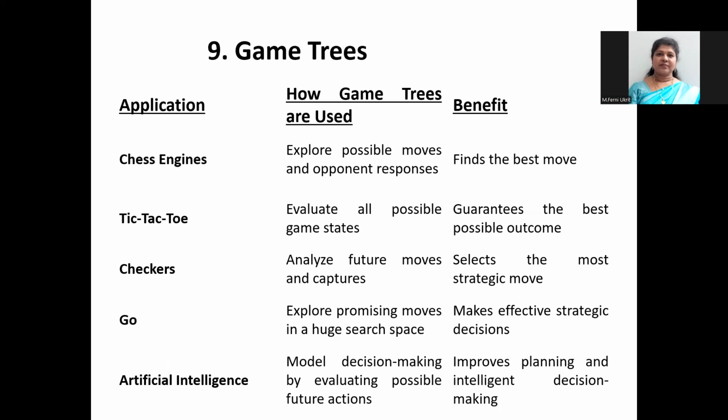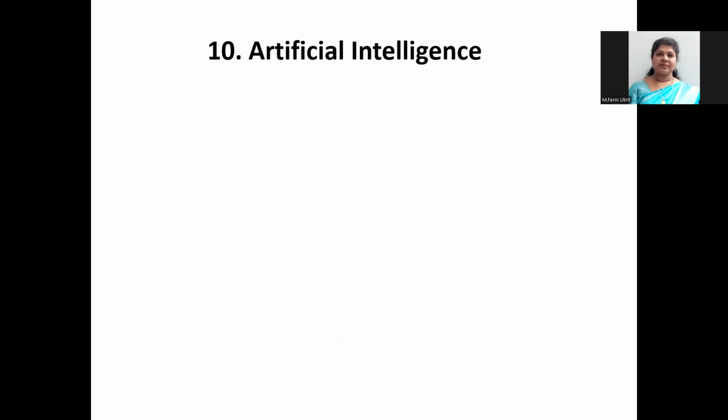Similarly, Go and other artificial intelligence also, robotics planning, game playing programs, then strategy simulation, automatic decision systems, everything uses the AI concept in which trees are involved, which will help to make right decisions.